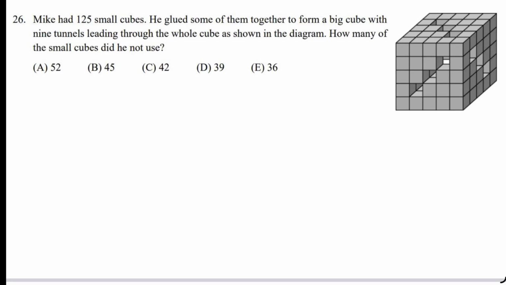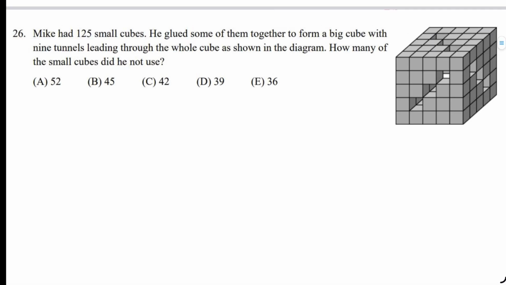Today we are working on Kangaroo 2017 grade 7 and 8 exam question 26. Mike had 125 small cubes. He glued some of them together to form a big cube with 9 tunnels leading through the whole cube as shown in the diagram. How many of these small cubes did he not use? Pause this question before you start it.